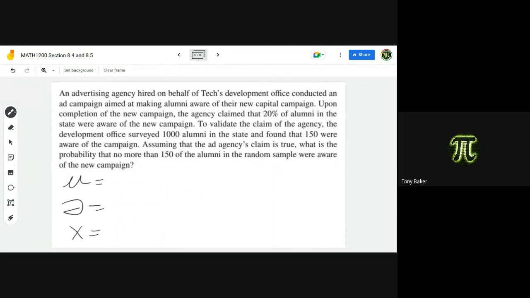Well, we only really have 3 numbers in this whole problem. N times P. So that's N times P, which in this case, the number of people was 1,000, and my P is 20%. So my mean is 200. Okay? What's the formula for standard deviation?